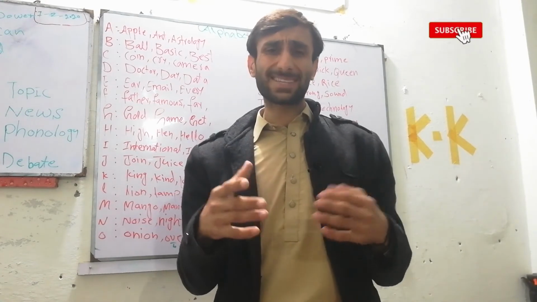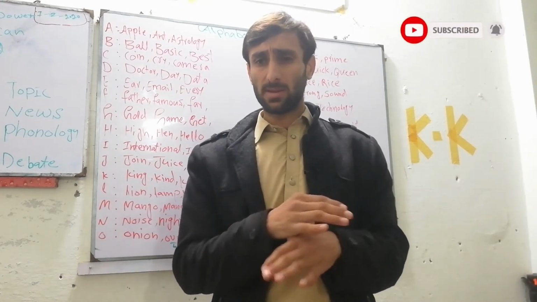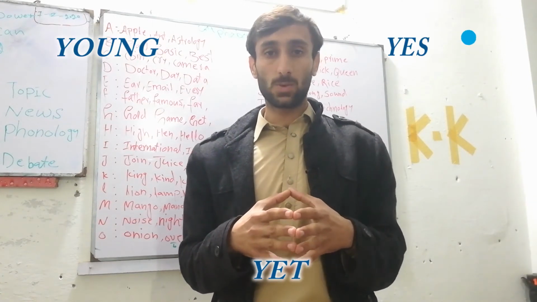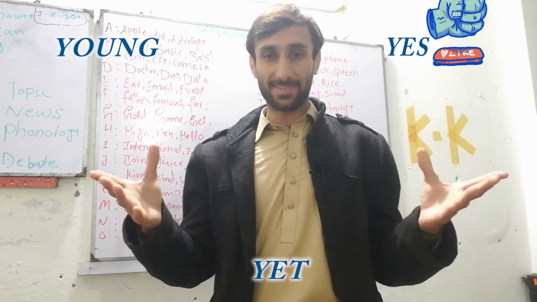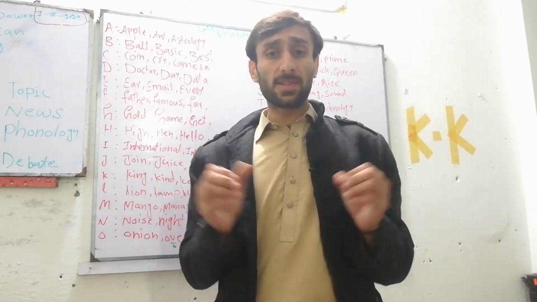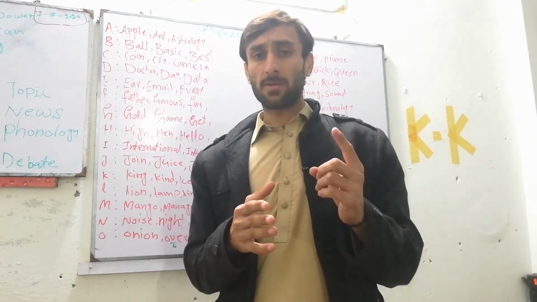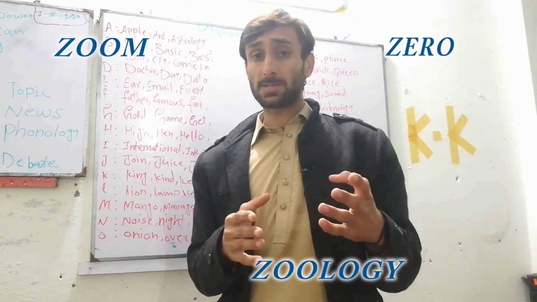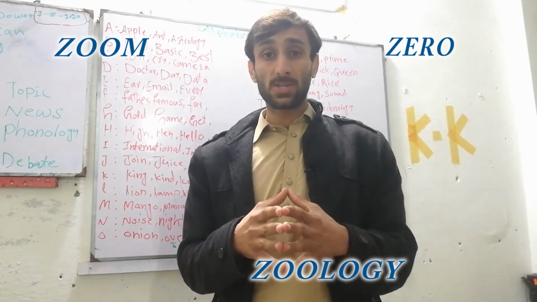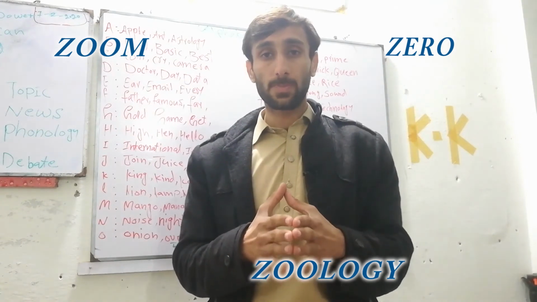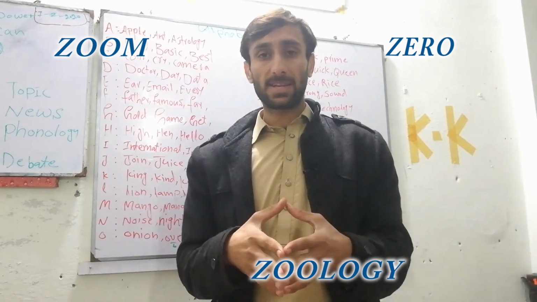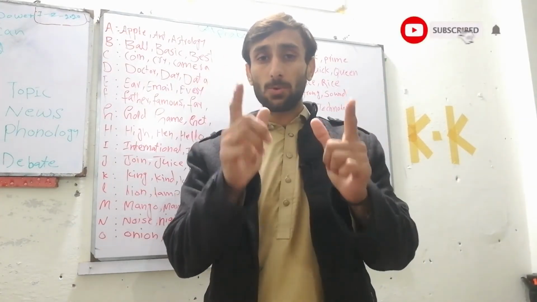So, and the letter X doesn't have any specific sound, so that's why we have to leave it, okay? X. And the letter Y gives us the sound of Y, as in the word young, yes, and yet, etc. And the letter Z, याद रखिए अमेरिकन इंग्लिश में हम इसको Z कहते हैं और ब्रिटिश में हमारे पास Z होगा, ठीक है ना जी? Gives us the sound of Z, as in the word zoom, zero, and zoology, etc.